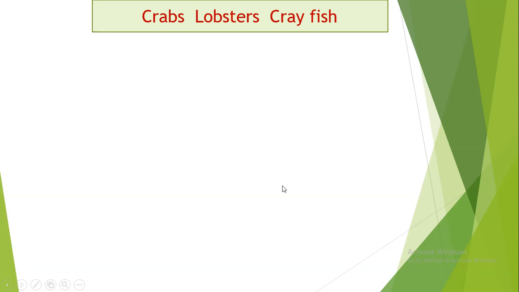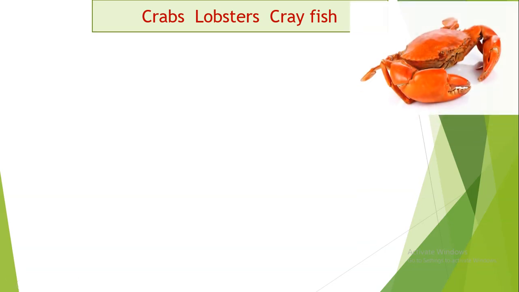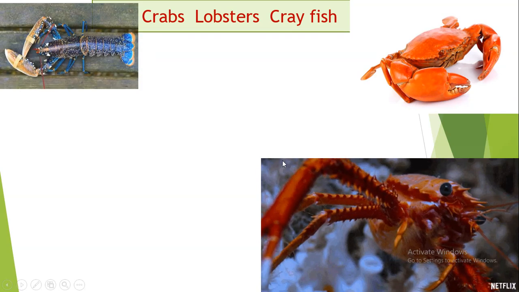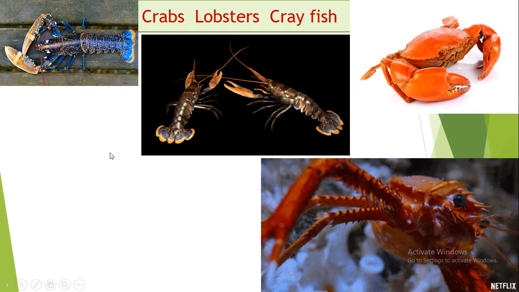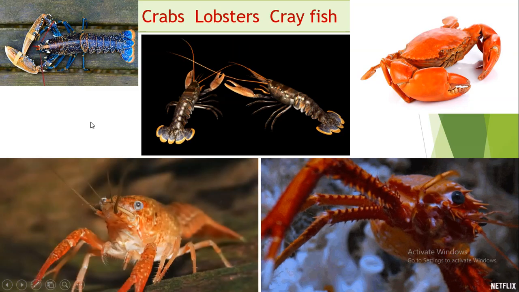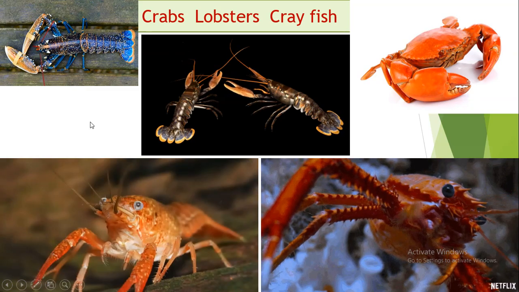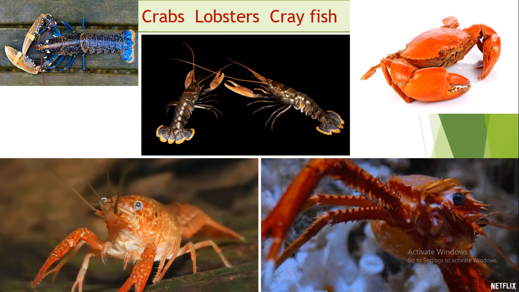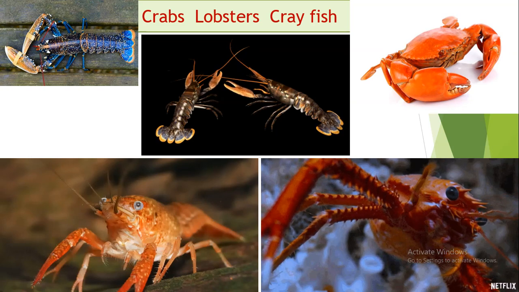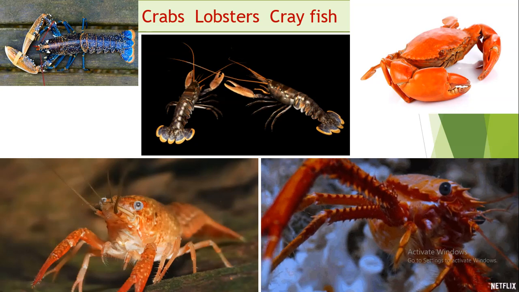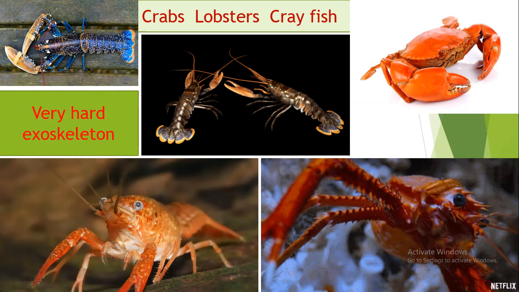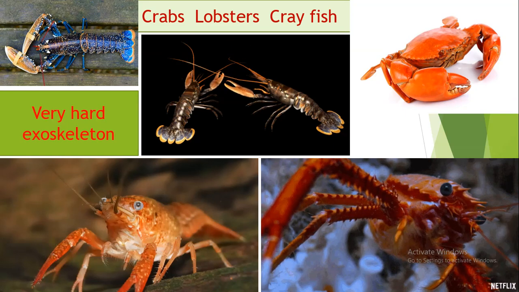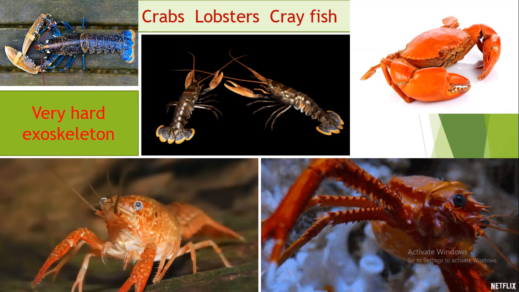Crabs, lobsters, and crayfish. Crab, lobsters, and crayfish. They have exoskeleton that is very hard. It's almost like a shell. Very hard exoskeleton. And that's it for invertebrate animals.